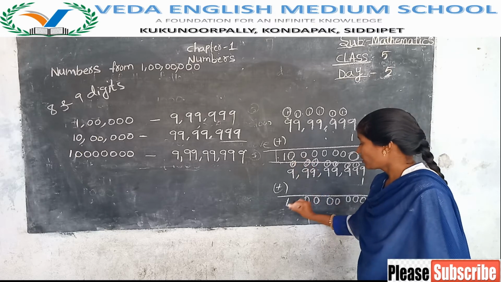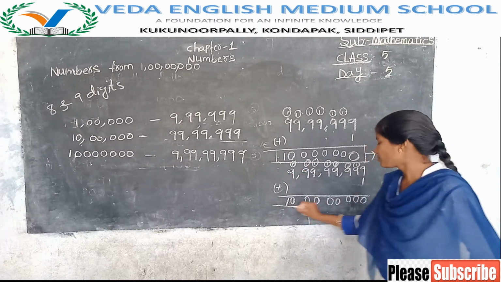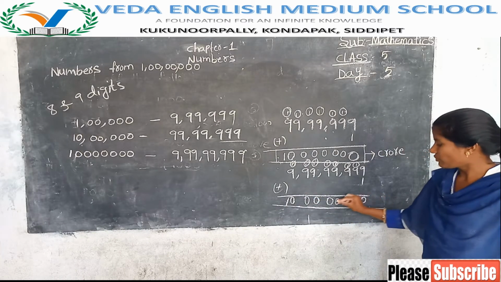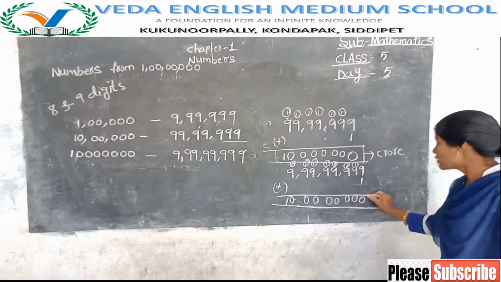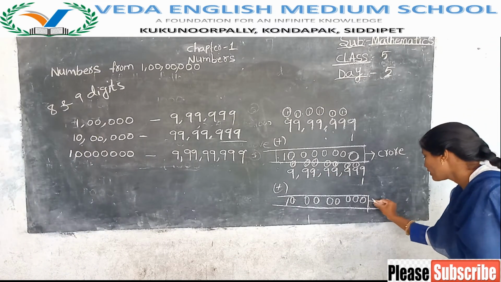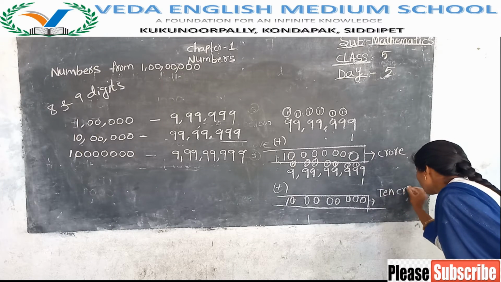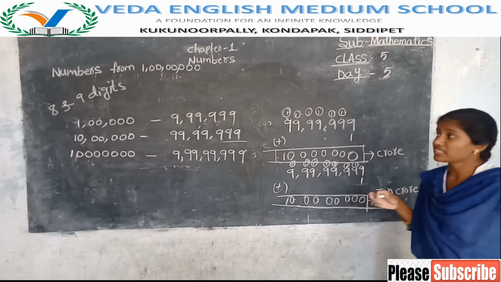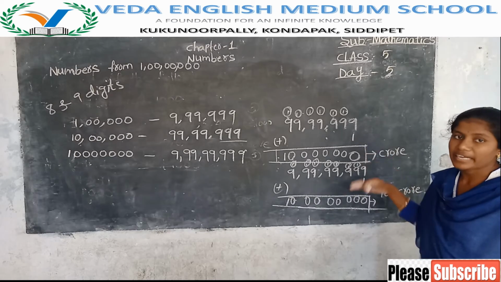9 plus 1, 10. Don't write carry here because here we don't have any numbers. So now it is 1, 2, 3, 4, 5, 6, 7, 8, 9. It is the 9-digit smallest number. It is called 10 crores. That means in class 5 we have learned about 8-digit and 9-digit numbers.